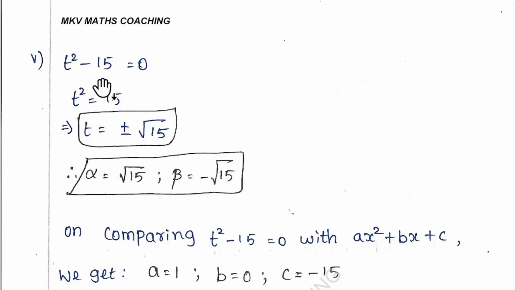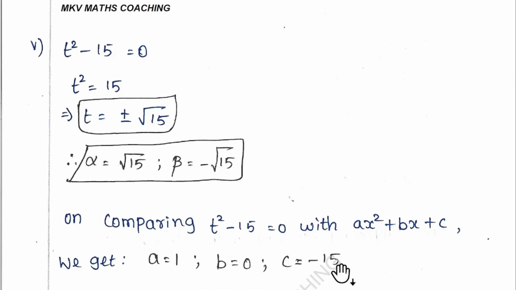Now compare the values with the standard form and get a, b, c. A will be the coefficient of t square. So 1 t square is there, so A is 1. B is the coefficient of t. There is no t here, so the B value will be 0. C is the constant, minus 15. So A is 1, B is 0, C is minus 15.